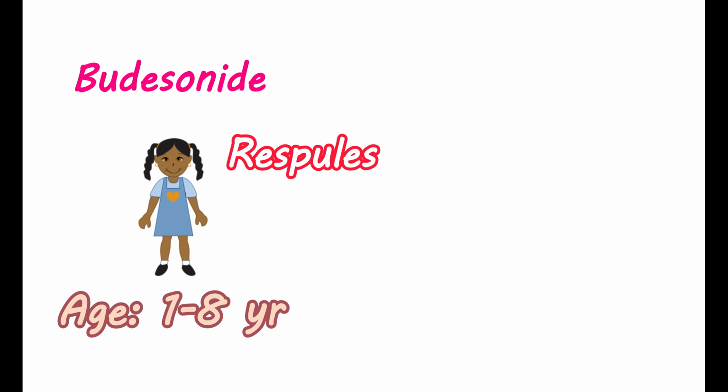How to take. Budesonide is available as a suspension for inhalation in the form of respules. They are used for inhalation by nebulization. They are intended to be used in children aged 1 to 8 years. They're available in different strengths, starting from 0.25 milligrams per 2 milliliters. Each respule contains 2 milliliters of solution with different strengths of medication.